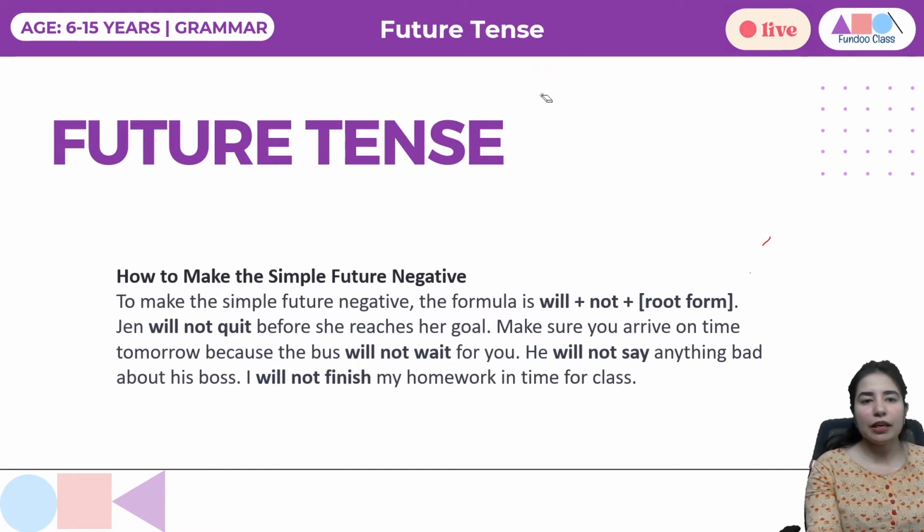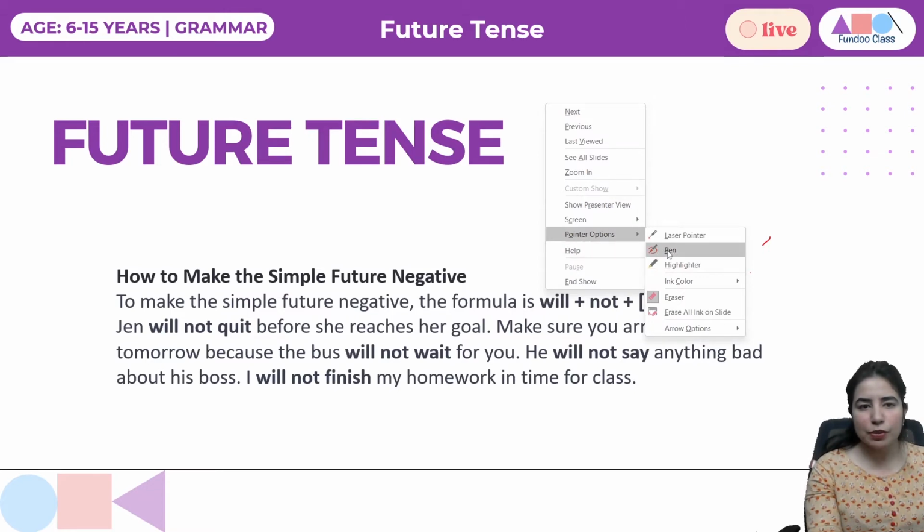Right, so how do we make the simple tense? Of course, we use a very simple formula.